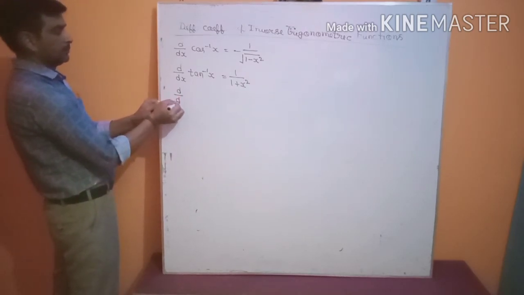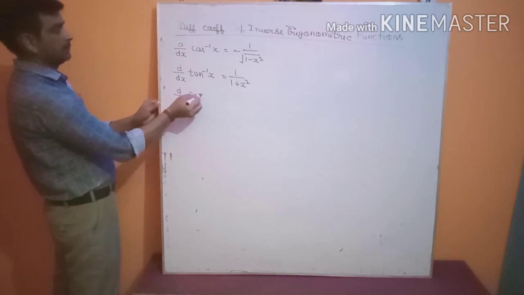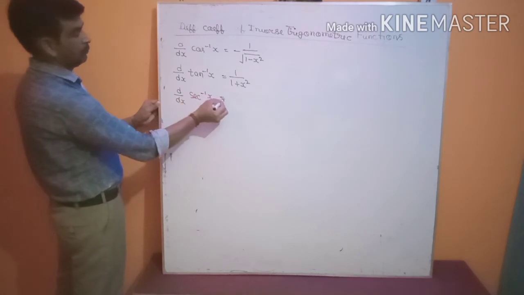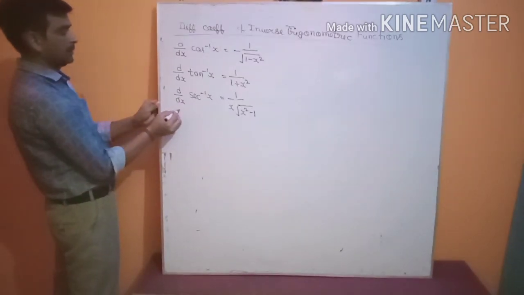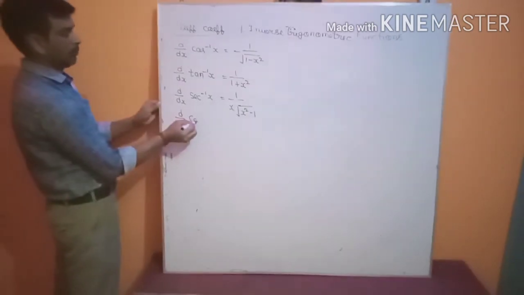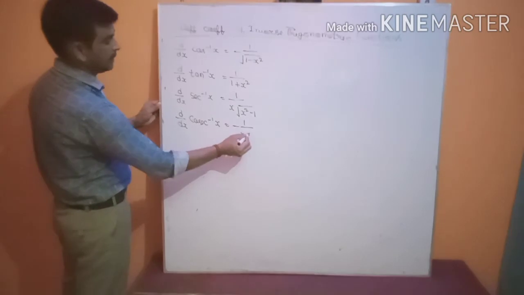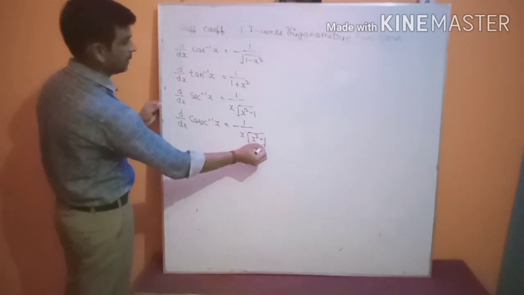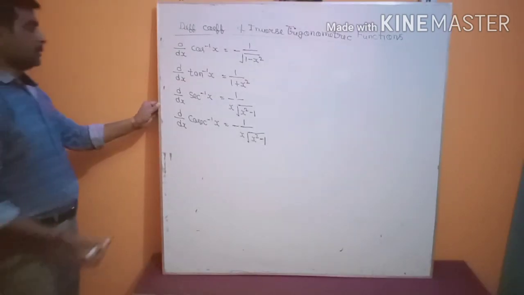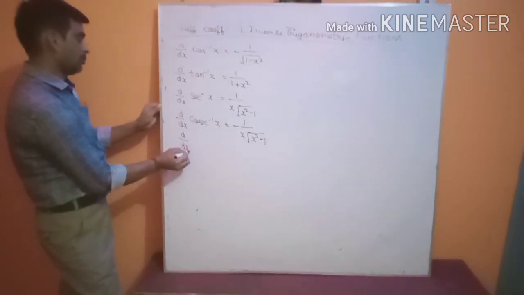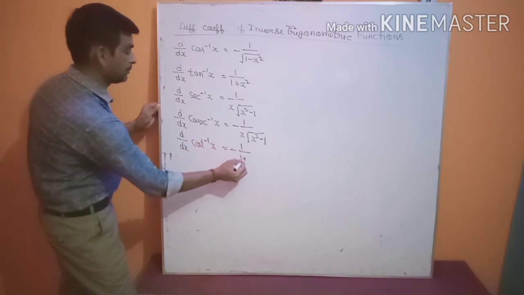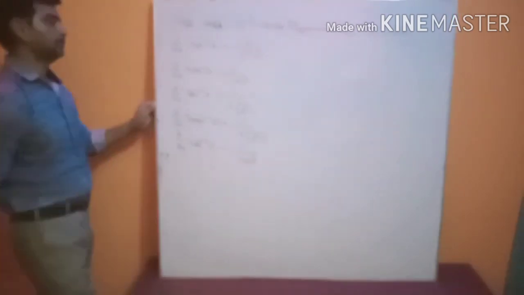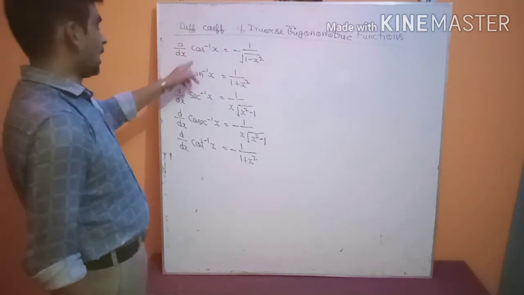d/dx of sec inverse x is equal to 1 by x under root x square minus 1. d/dx of cosec inverse x is equal to minus 1 by x under root x square minus 1. d/dx of cot inverse x is equal to minus 1 by 1 plus x square. You learn all the formulas.